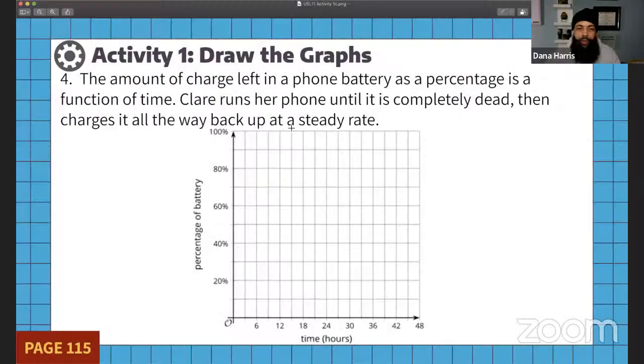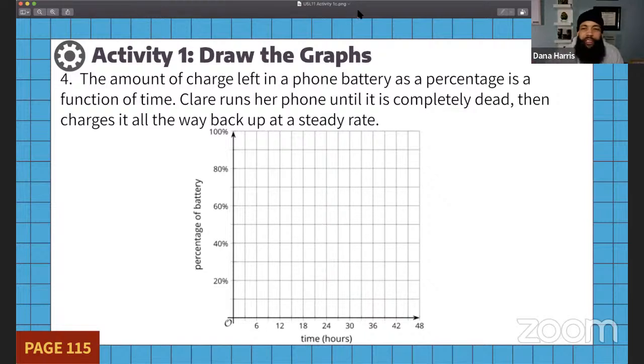What I like about this one is it's left for a little bit of interpretation. So I'm gonna draw two different versions of this one. This one looks like this, right? So notice it says the amount of charge left in a phone battery as a percentage is a function of time. Claire runs her phone until it's completely dead, then charges it all the way back up at a steady rate. Okay, so it doesn't say whether her phone was 100% charged. It doesn't say how much charge was left in her phone.